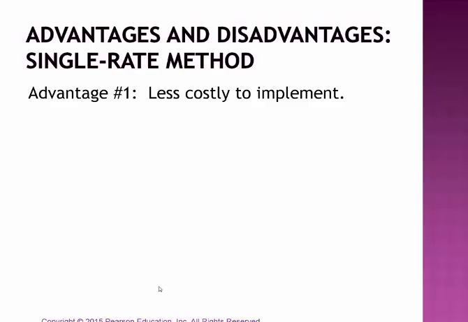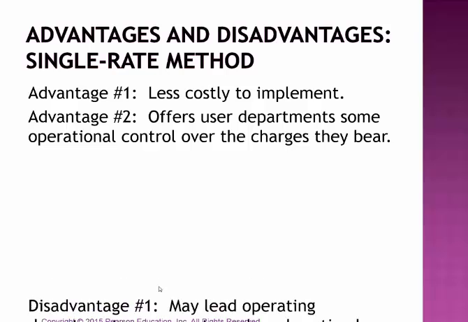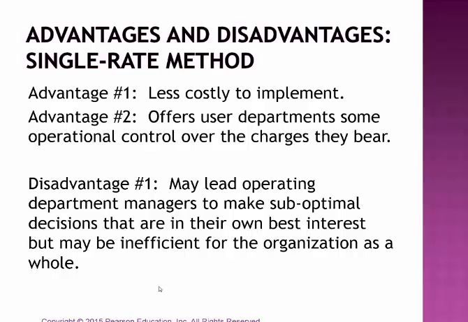There are advantages and disadvantages to the single rate method. Of course, it's less costly to implement. There's not a lot of information that we have to really gather. We do have to track actual hours, but other than that, it's fairly easy to calculate and, of course, allocate. Advantage number 2, it does offer the user departments some operational controls over the charges they bear. Disadvantage, though, is it may lead operating department managers to make suboptimal decisions that are in their own best interest but may be inefficient for the organization as a whole.